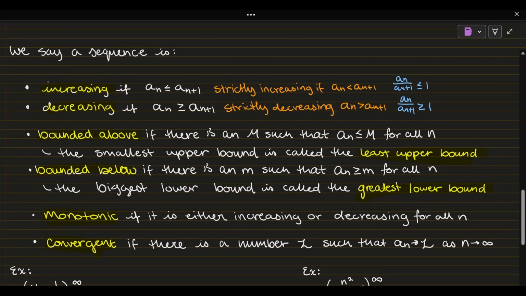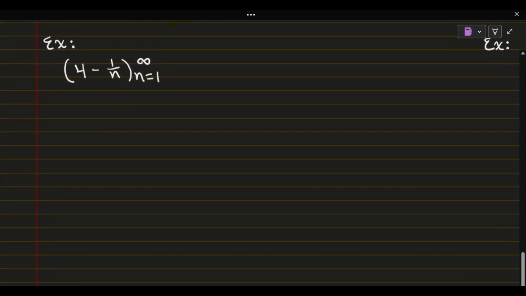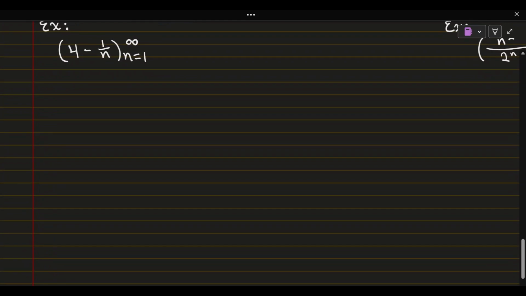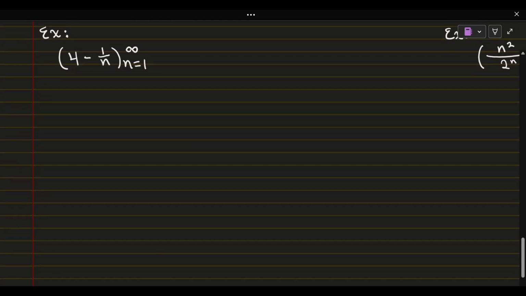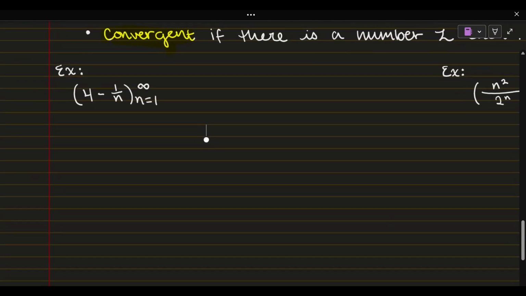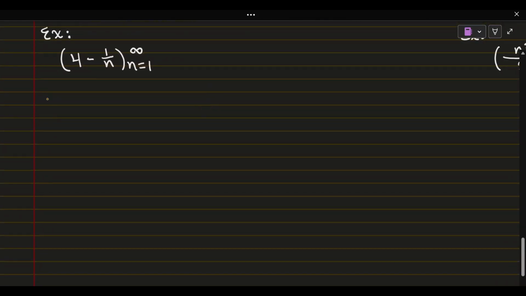So we're going to classify these example sequences in terms of these terms. The first sequence we're going to look at is 4 minus 1 over n from n equals 1 to infinity. First I'll start with figuring out if this is a convergent sequence, if there's a limit such that as n goes to infinity, this goes to a number. We'll literally just take the limit in a Cal 1 sense, the limit as n goes to infinity of 4 minus 1 over n. The limit as n goes to infinity of 1 over n is 0, so this is just 4. So it converges to 4.